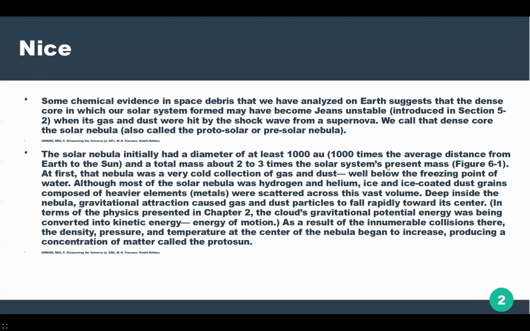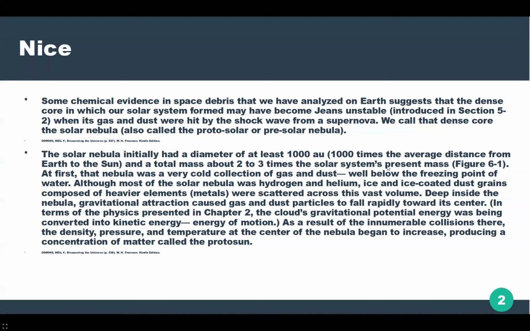Some chemical evidence in space debris that we have analyzed on Earth suggests that the dense core in which our solar system formed may have become gravitationally unstable when its gas and dust were hit by the shock wave from a supernova. We call that dense core the solar nebula, also called the protosolar or presolar nebula.